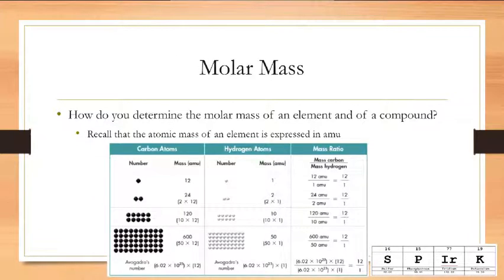So now let's switch gears a little bit and talk about molar mass. So how do you determine the molar mass of an element and of a compound? So let's recall that the atomic mass of an element is expressed in AMU, or atomic mass units. So if we look in the column on the left, we can look at carbon atoms, and when we have one carbon atom, they have a mass of 12 AMU. And we can just see here, as we add more, our mass is going to increase, and same for hydrogen atoms. And then we can look at a mass ratio comparing the two.